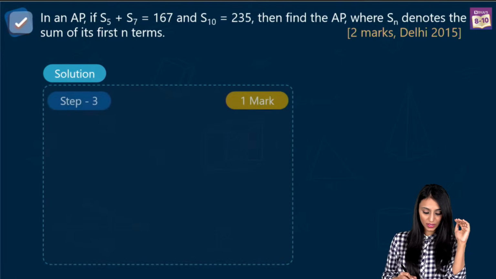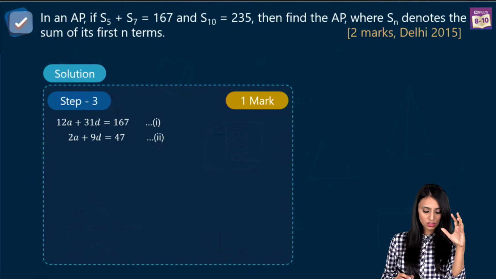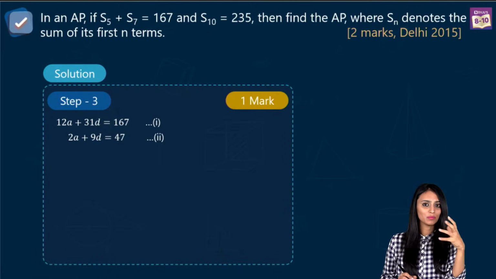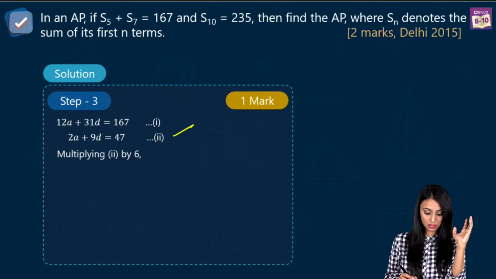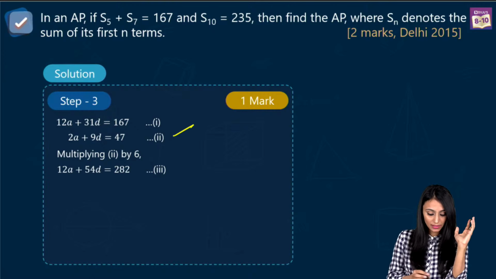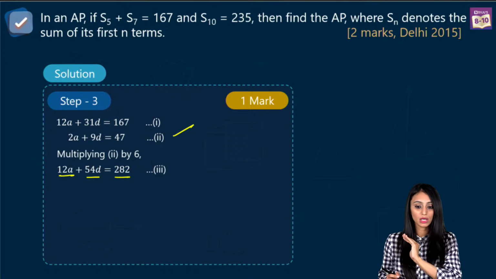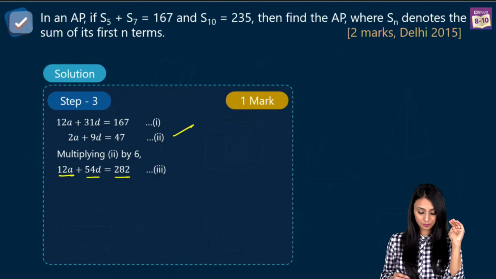Great. Let's move ahead. So we have these two equations. Now using any of the methods, whether it is elimination, substitution, whichever you are comfortable with. It's not mentioned here, you can use it. But I am using the elimination method. So I'll multiply equation number 2 by 6, right? So once I multiply this, we get 12a plus 54d plus 282 and mark this as equation number 3, right?